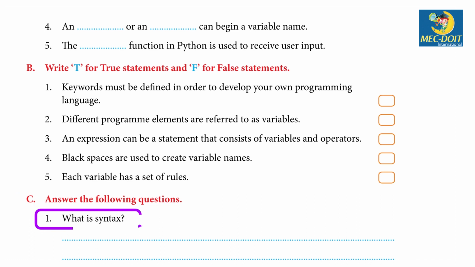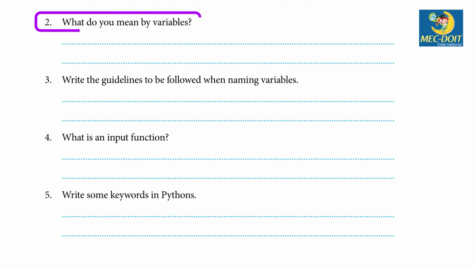C. Answer the following questions. 1. What is syntax? Answer: syntax is the collection of guidelines that must be followed while writing programming statements. 2. What do you mean by variables? Variables are places in a computer's memory where values can be stored. These values are retrieved from memory during processing, where they are subsequently processed to produce output. Each variable has a set of values and distinctive names.